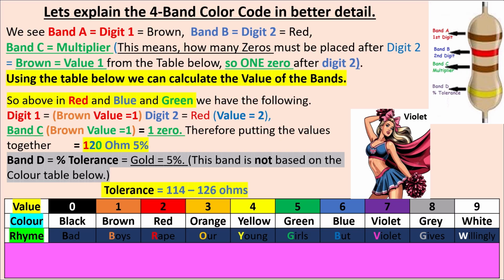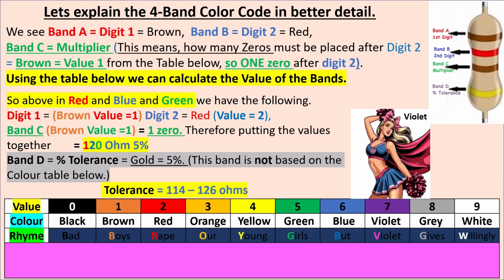Now, the color table that we see below, we have the values 0 to 9, and then we have under each value the color from black to white. And then we have a rhyme at the bottom which says, bad boys rape our young girls, but violet gives willingly. Notice that above the violet is a pretty lady. So that is the lady called Violet. So when we read this rhyme, it means Violet doesn't get raped, she gives herself to the men.